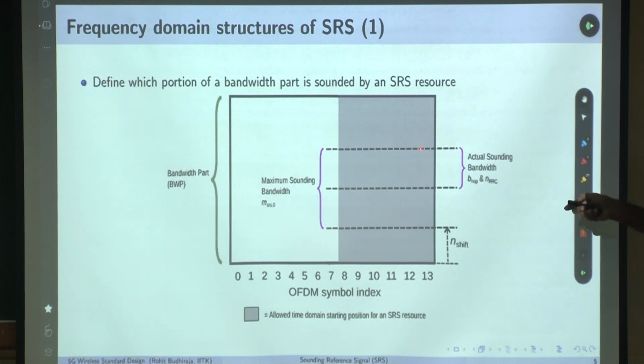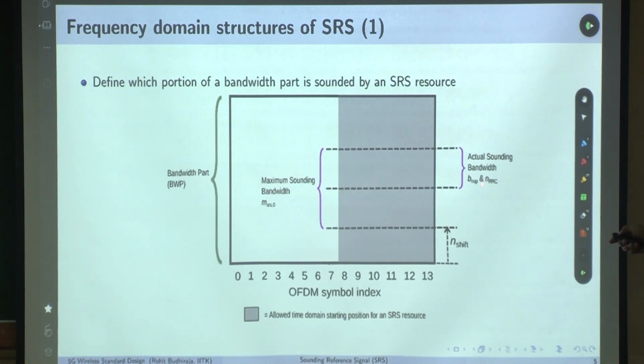So what does that mean? The user needs to send SRS in this part, and we know the comb structure, you remember? It will send the comb structure in this part. But how do you configure where that SRS should be sent? This is the start, and then it will be told to send SRS for these many PRBs. These are given names: N shift is the start, and this is the maximum sounding bandwidth.